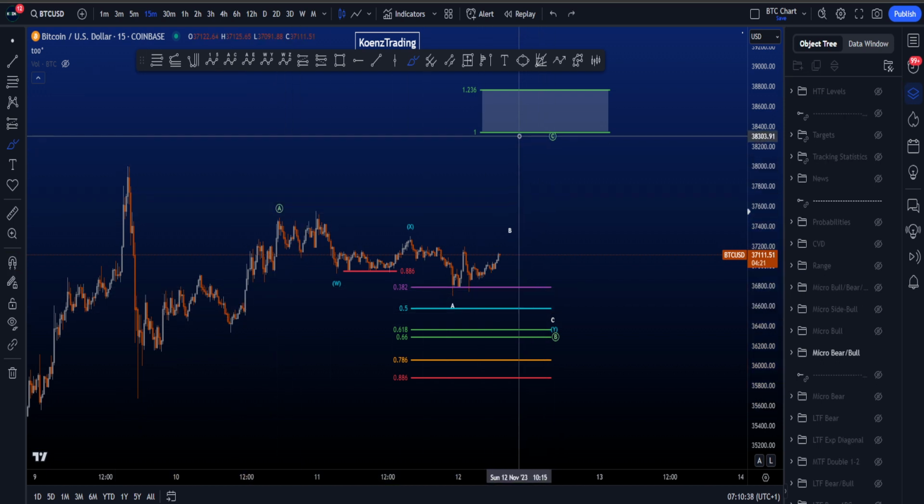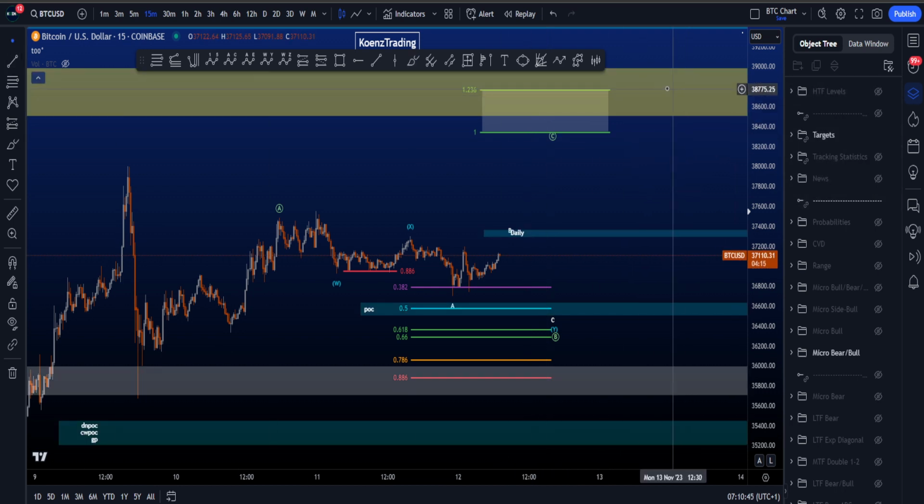here, giving you a target between 38.3k and 39k, which is nice because we also have the golden target box over here sitting between 38.5 and 39k.